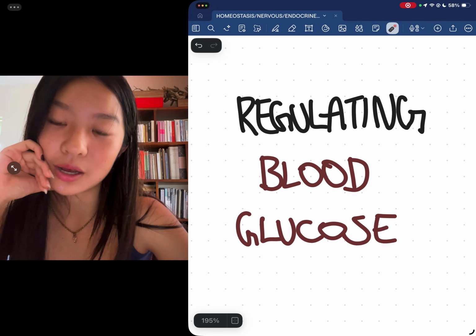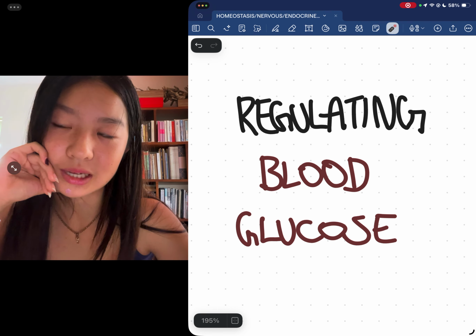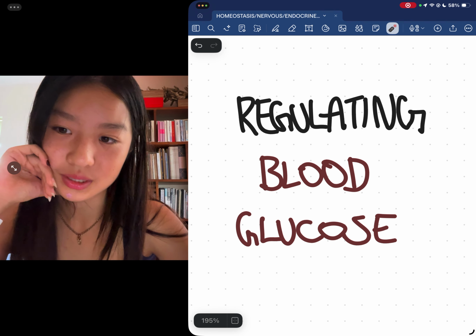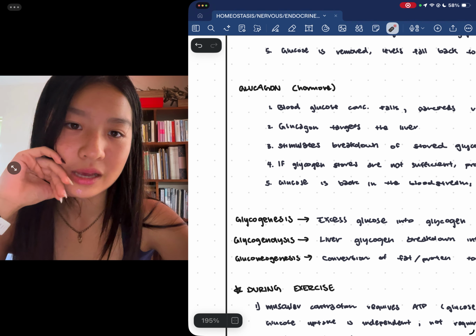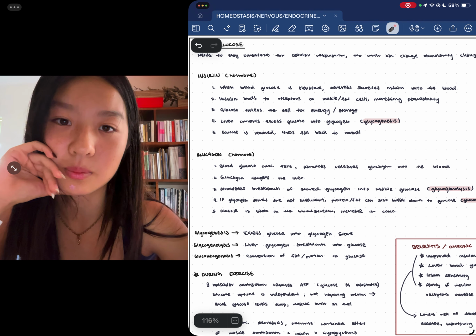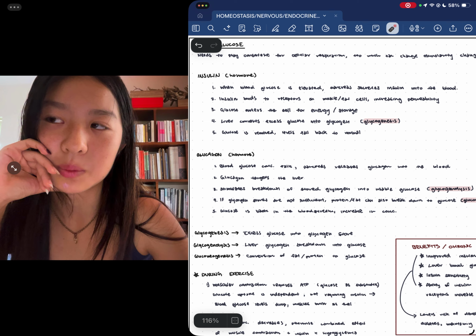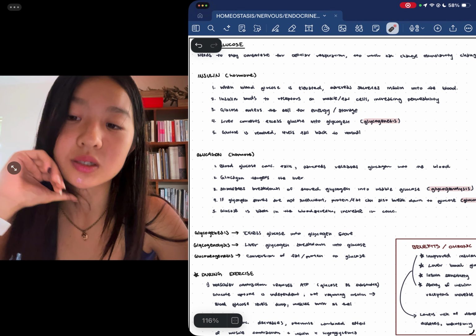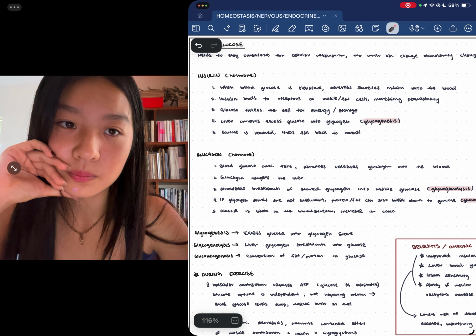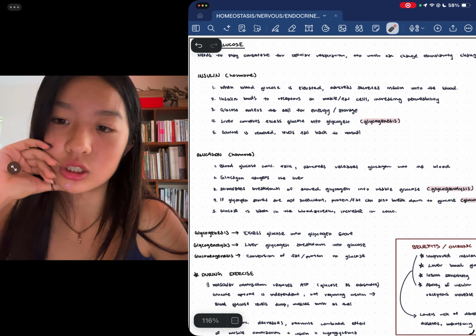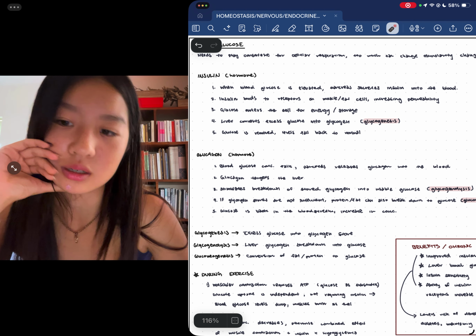Okay, we're going to be talking about the regulation of blood glucose as a part of maintaining homeostasis within the body. So at any given time, we have glucose levels within our blood because the blood glucose levels need to stay consistent for cellular respiration, because glucose is used as the substrate. And then too much blood glucose can actually change the osmolarity and cause health issues.